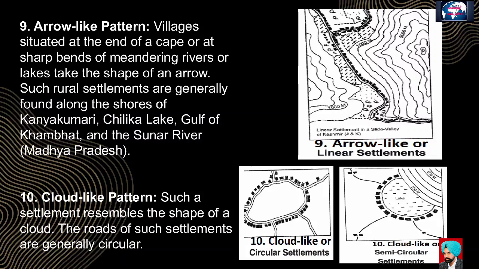Such rural settlements are generally found along the shores of Kanyakumari, Chilika Lake, Gulf of Khambhat, and the Sunar River, Madhya Pradesh. 10. Cloud-like pattern. Such a settlement resembles the shape of a cloud. The roads of such settlements are generally circular.